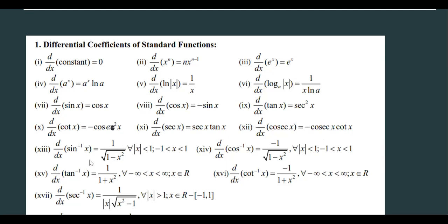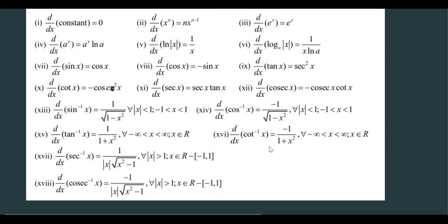Derivative of sin inverse x is 1 by under root of 1 minus x square. Derivative of cos inverse x is minus 1 by under root of 1 minus x square. Derivative of tan inverse x is 1 upon 1 plus x square. Cot inverse x is minus 1 by 1 plus x square. Derivative of secant inverse x is 1 by mod x under root of x square minus 1. Derivative of cosecant inverse x is minus 1 by mod x into under root of x square minus 1.